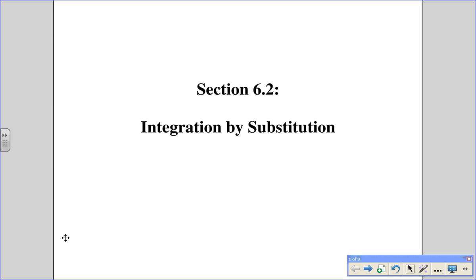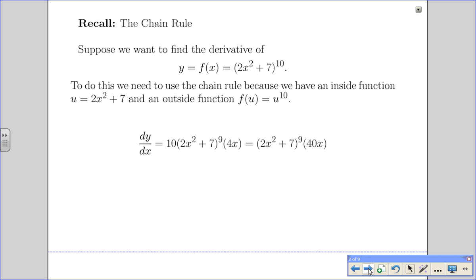This next section, we're going to be talking about integration by substitution. Integration by substitution is essentially the chain rule for integrals. So, since integrals are basically the inverse of a derivative, we'd like to look at derivatives to start with. So we're going to look at the chain rule as it relates to derivatives.